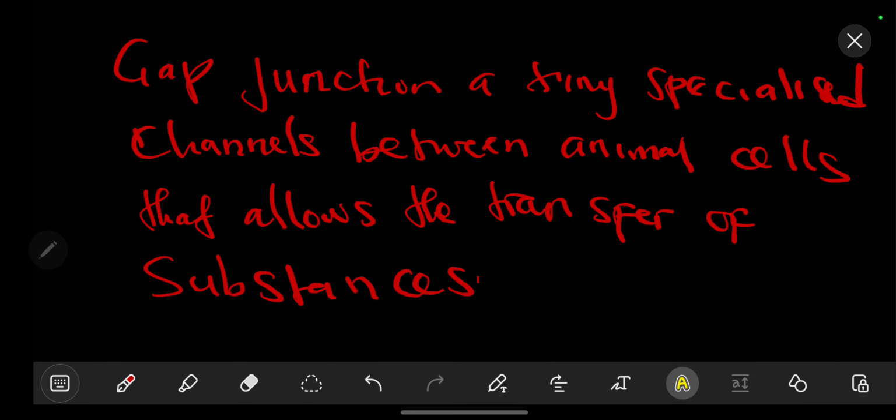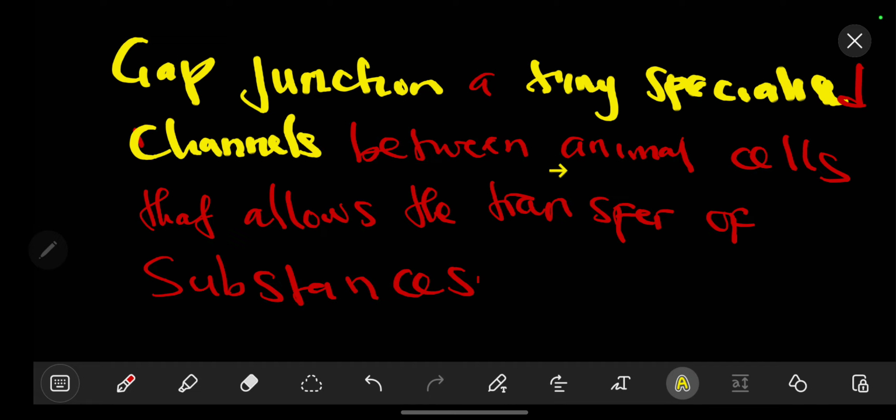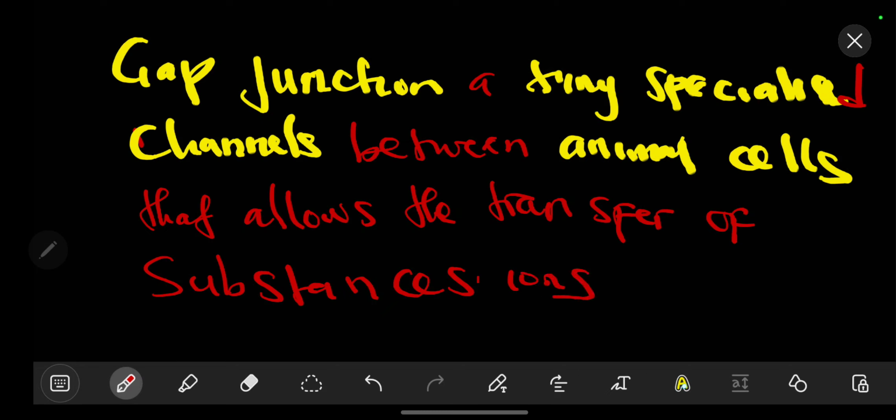So reviewing our definition, we are saying that gap junctions are tiny specialized channels between animal cells that allow the transfer of small substances, such as ions, between two cells. So they are able to allow substances to pass through like that.